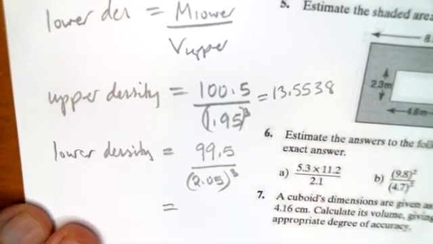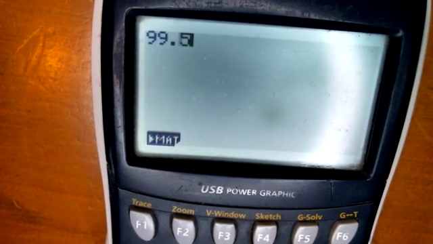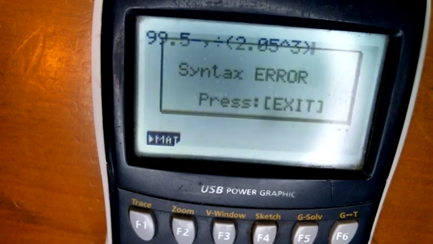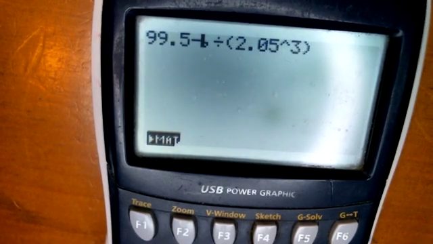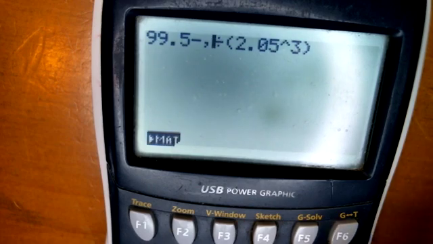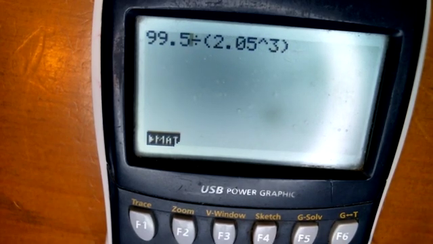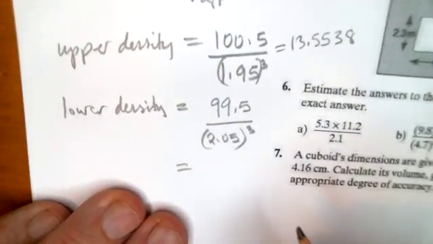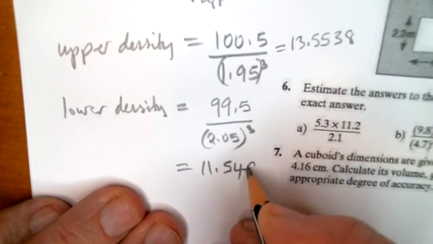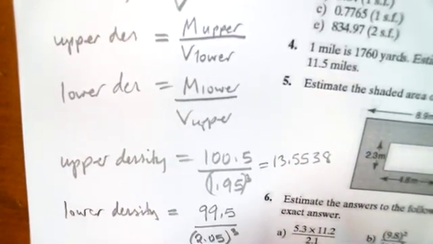All right, so let's have a look what this one would be. So it's 99.5 divided by 2.05, and it's cubed. Oops, what did I do wrong? I've got a comma in there. What's that doing there? That was weird. All right, that's better. 11.549. Let's write that in. 11.549.